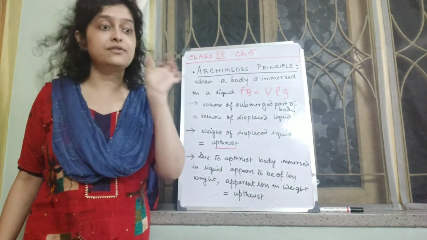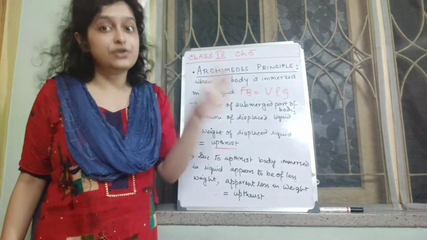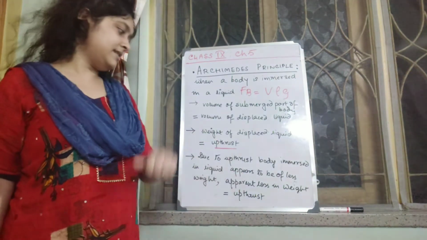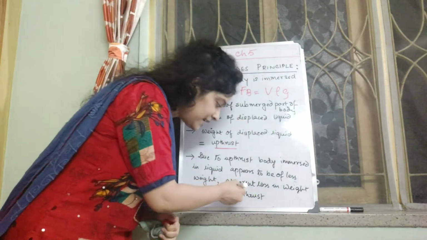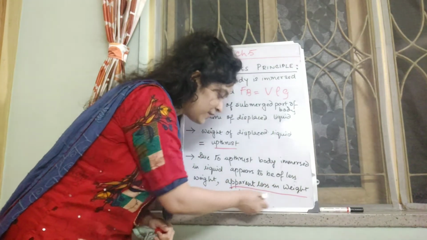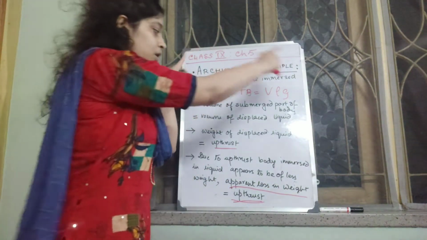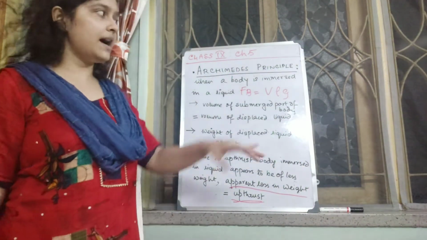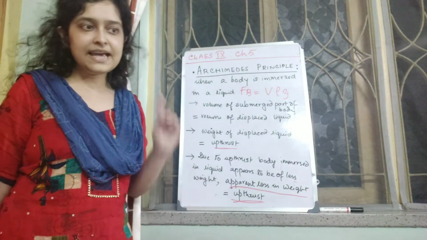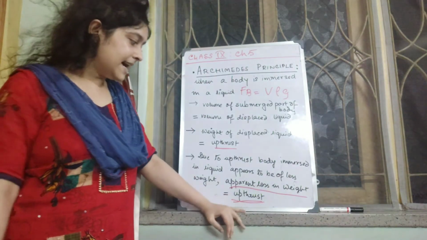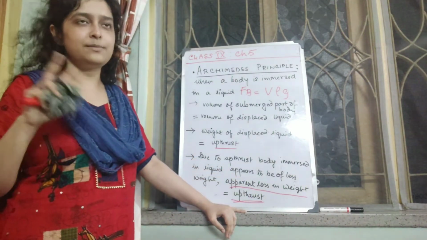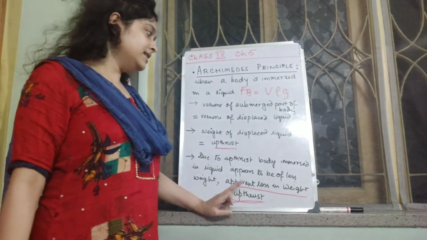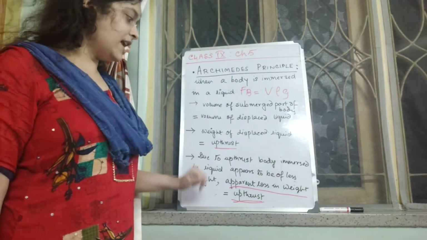This apparent loss in weight is apparent, that means which is not real. Apparent loss in weight is due to nothing but the upthrust, and this apparent loss in weight is equal to the upthrust. So the whole principle was invented by none other than Archimedes. He invented this one day. It's a very interesting story. Sometime in the class I'll tell you. So he found the 3 points which I've mentioned.